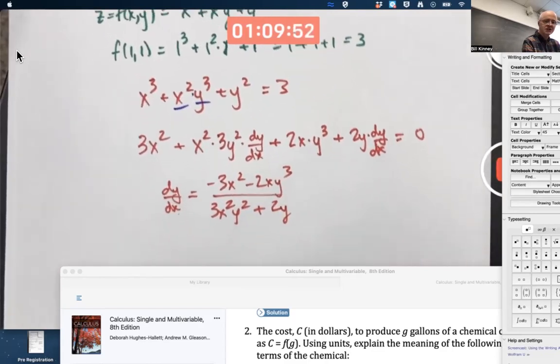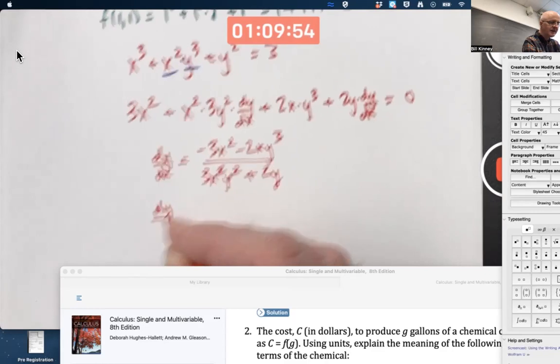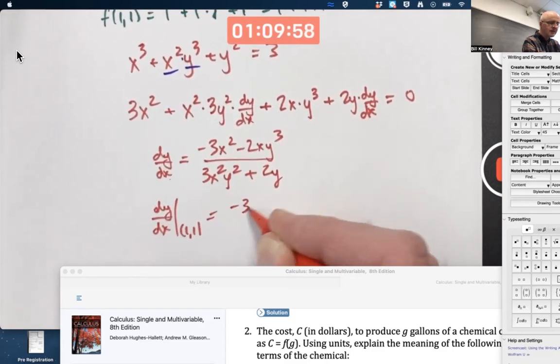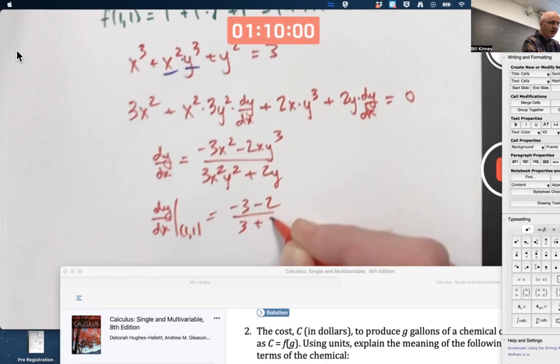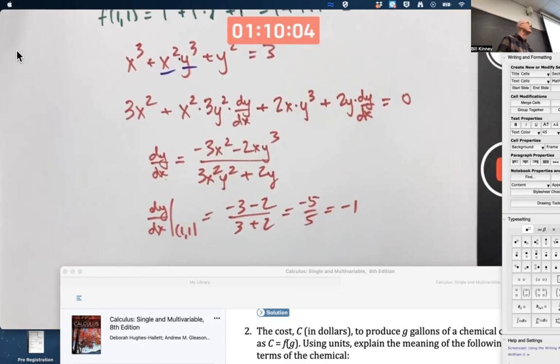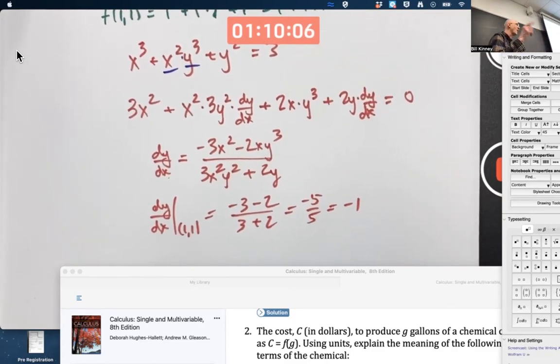This is what you should get in general. Then you plug in the point. Again, hopefully we get something close to -1. How about that? Yeah, -5/5, -1, exactly -1. That was the slope at that point, -1 exactly. I made the numbers work out nice, okay?